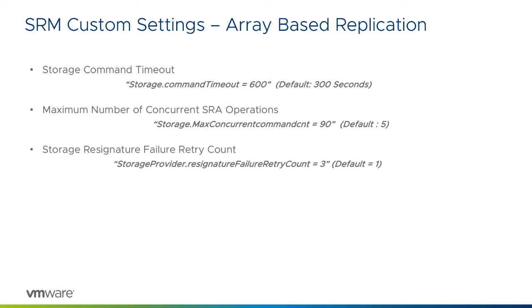Next is signature retry failure retry count. Whenever you perform test recovery or actual recovery in array-based replication, the exact set of LUNs gets replicated to your DR host. So your DR ESXi host sees the existing signature on it. Whenever it gets mounted, it has to perform a resignature to get mounted to the DR ESXi host. If you have a larger number of datastores in your recovery plan, the default retry count is not enough, and you may receive errors in your recovery plan. So we increased it from the default 1 to 3.